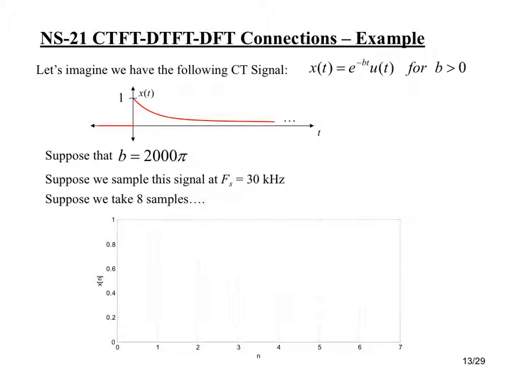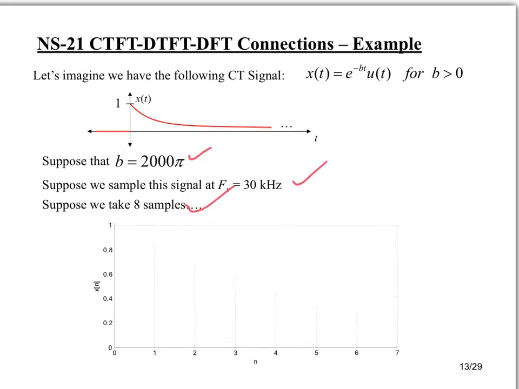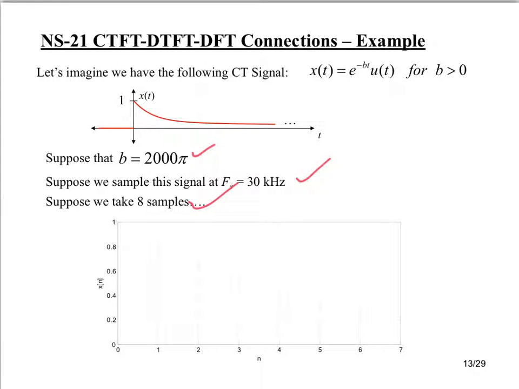So suppose that B is just 2000 pi, and suppose we sample this signal at 30 kilohertz, so 30,000 samples per second. And suppose we just take 8 samples. So we're going to take 8 samples, not because that's something that we would really want to do in the real world, but rather because it's something that we can easily see in our plots.